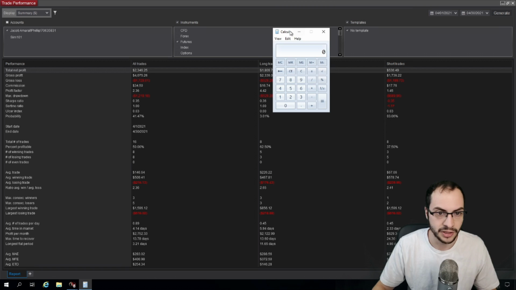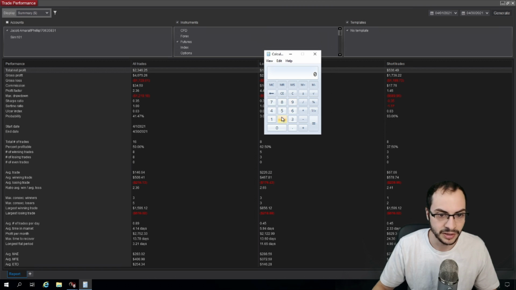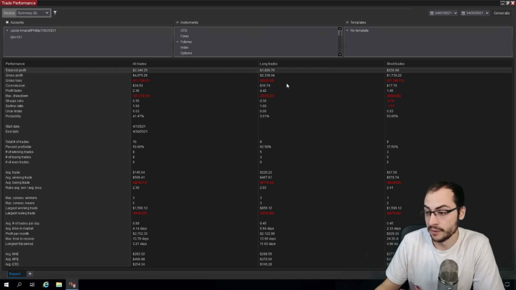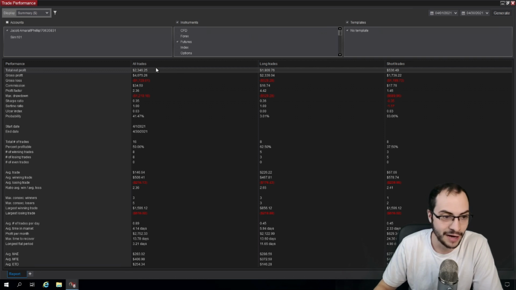Let's do a quick calculation here. Oh, that's the old calculator. This is ugly. So if we did say 2 divided by, I don't know, 40. Yeah, about 5%, just over 5%. That's pretty decent. 5% a month, can't go wrong with that. You know, that's what I strive for, just profit over every month consistently.